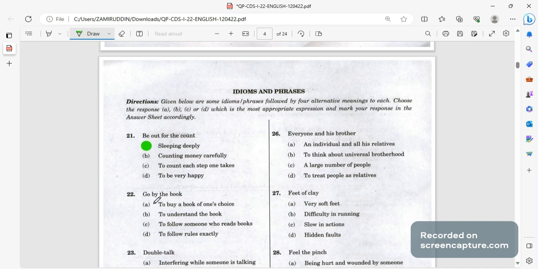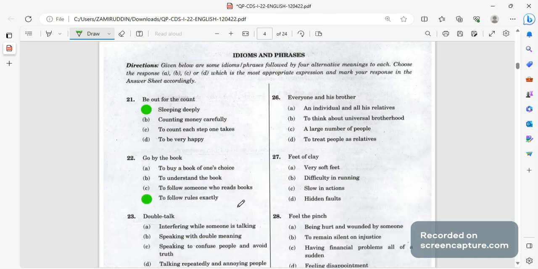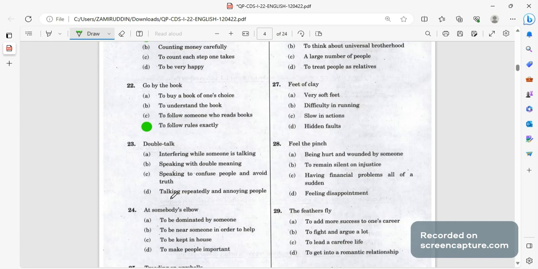Go by the book मतलब to follow the rules exactly that is written in the book. Go by the book, to follow the rules exactly. Now double talk मतलब दो तरीके की बातें करना. Double talk मतलब speaking to confuse people and avoid the truth. इधर उधर की बातें करना. Double talk, to speak such things that the person in front gets confused, and not telling the truth.